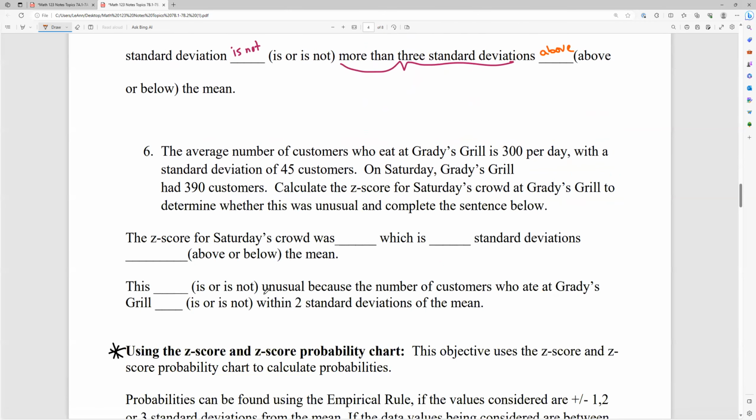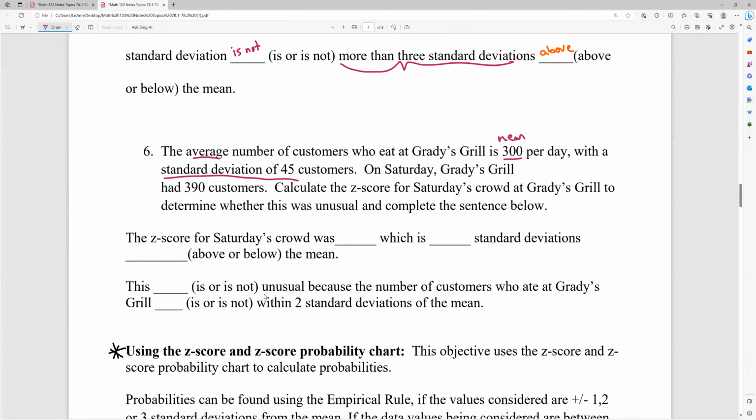All right, let's look at this one. It says the average number of customers who eat at Grady's Grill is 300 per day. So that's the average, that's the mean. The standard deviation is 45. One day they had 390 customers, so this is our data item. Calculate the z-score for that Saturday's crowd and determine if it's unusual.